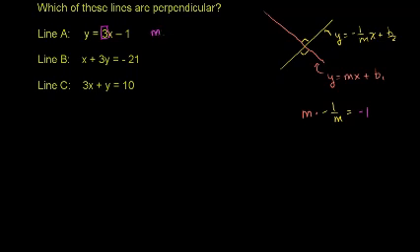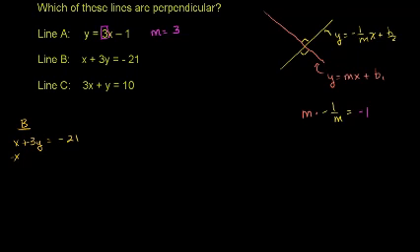So line A has a slope of 3. Line B, it's in standard form. Not too hard to put it in slope-intercept form. So let's try to do it. So let's do line B over here. Line B, we have x plus 3y is equal to negative 21.